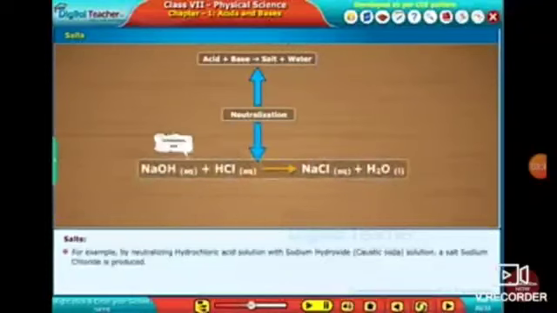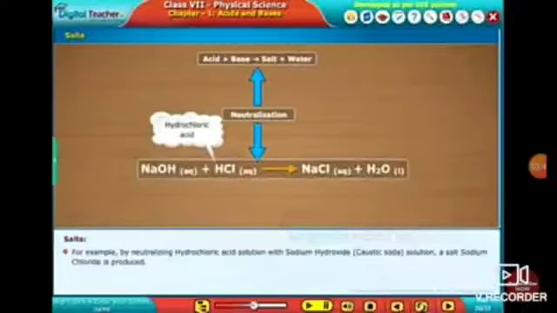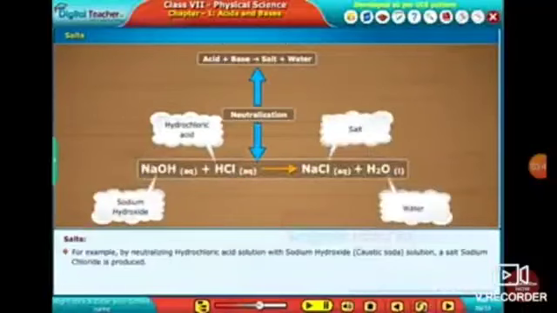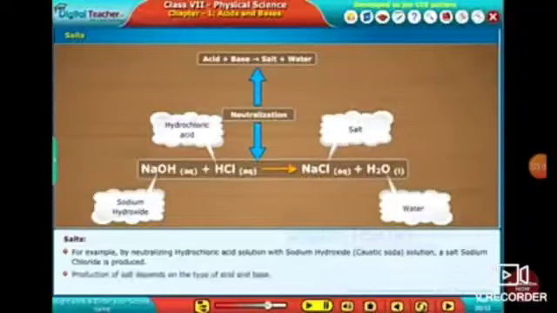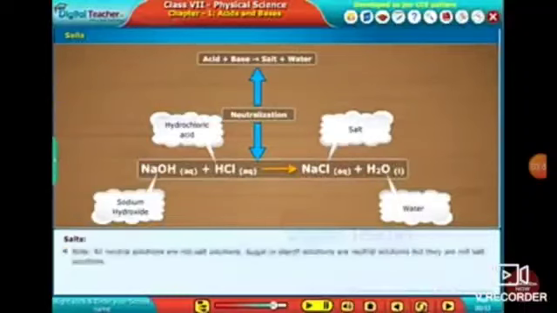For example, by neutralizing hydrochloric acid solution with sodium hydroxide, caustic soda solution, a salt, sodium chloride, is produced. Production of salt depends on the type of acid and base. Note, all neutral solutions are not salt solutions. Sugar or starch solutions are neutral solutions, but they are not salt solutions.